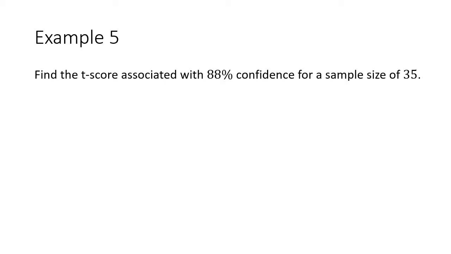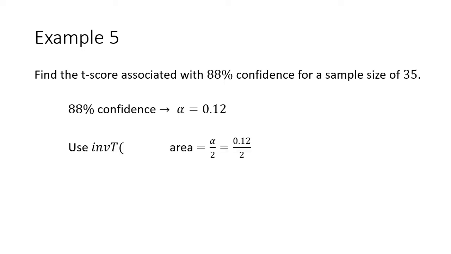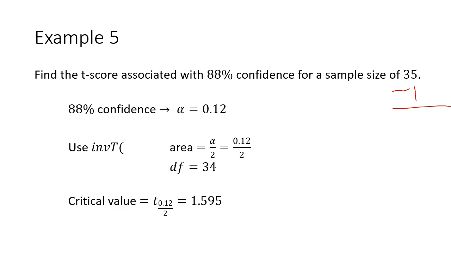Let's try that one more time with a different confidence level and a different sample size. If I want the t-score associated with 88% confidence and a sample size of 35, convert the confidence to an alpha. Again, complements, so my alpha would be 12%, which is 0.12. The area in this case is then 0.12 divided by 2. It's always alpha divided by 2. The degrees of freedom: what's 35 take away 1? 34. Enter, enter, and my critical value becomes 1.595. All right, that's how we find our t-scores.